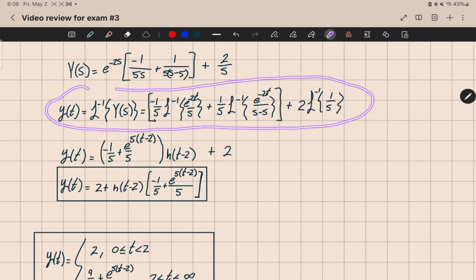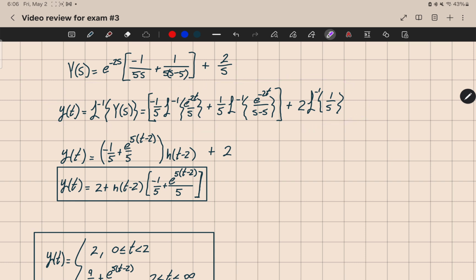I think that is important. You don't want to just go skipping from the Y of s right down to y of t, because I just think that's not very clear.